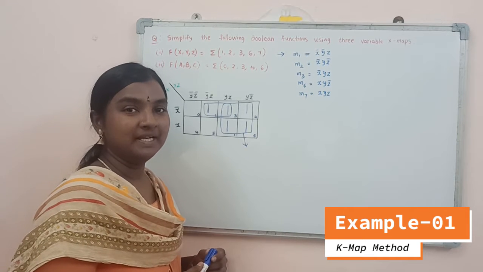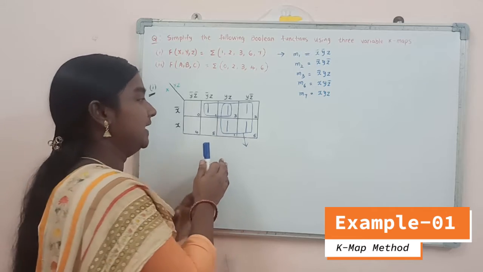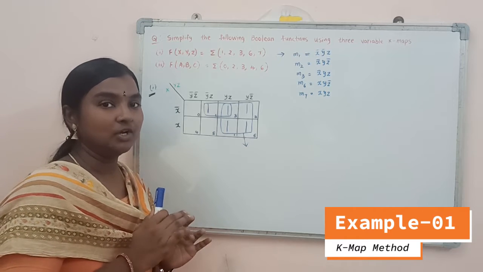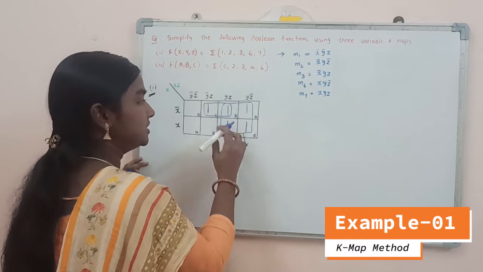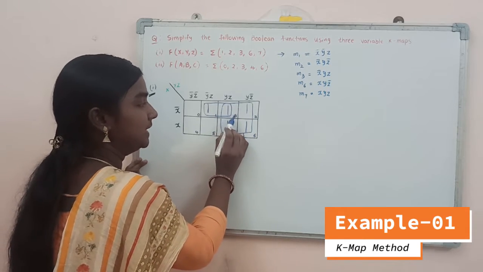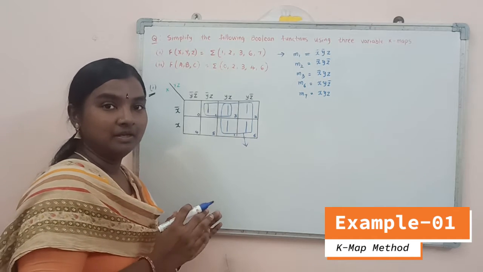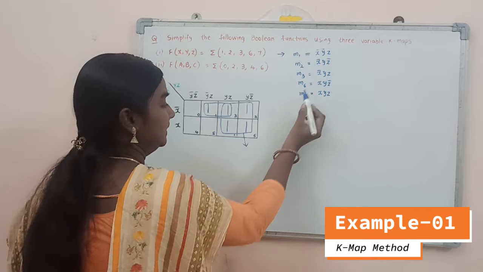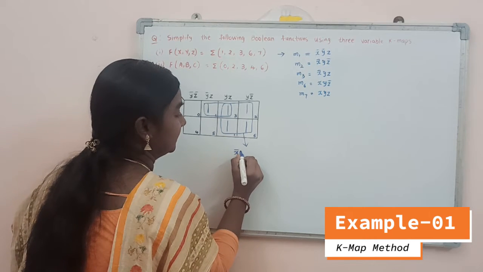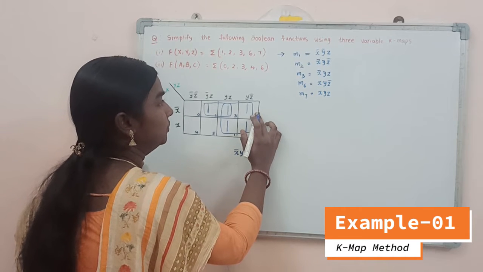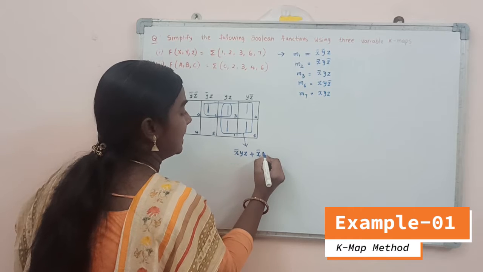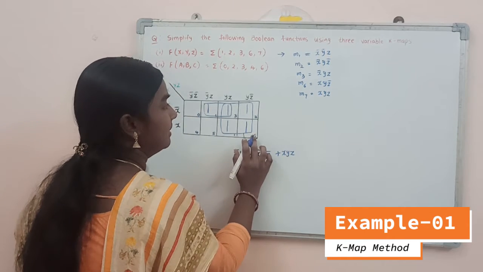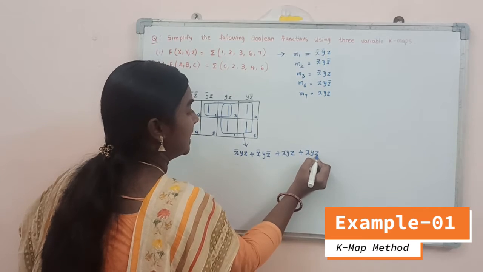Now we will write separately the product terms for these two groups. Before writing the product term directly for each group, we will write the product term by considering all the minterms in each group. For the first group, with the 4 ones regarding m3, m2, m7 and m6 minterms, we will write the product term. For the m3 minterm, this can be considered as x bar, y and z. For the m2 minterm, x bar, y and z bar. For the m7 minterm, x, y and z. For the m6 minterm, x, y and z bar.